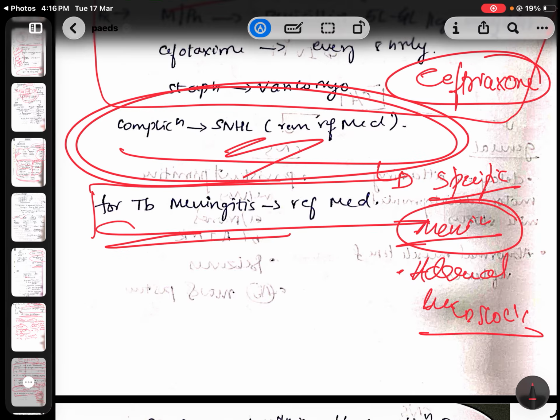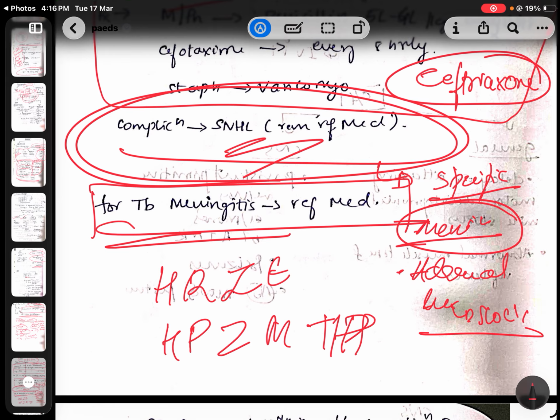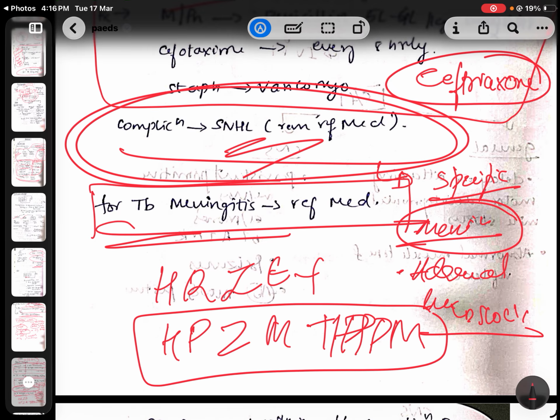Again for TB meningitis, refer to the medicine part. There's nothing much for me to explain. It's the same thing, but now the HRZE is being replaced by HPZM plus HPM. You need to know this as the latest guidelines. But write HRZE also, and then in the next line write according to the latest guidelines, this is what we are following, HPZM plus HPM, that is moxifloxacin, and rifapentine is something newly added. So they know that you know even the previous regimen and the new regimen also. It's like you are more updated than the books. Correct? That's what they want.